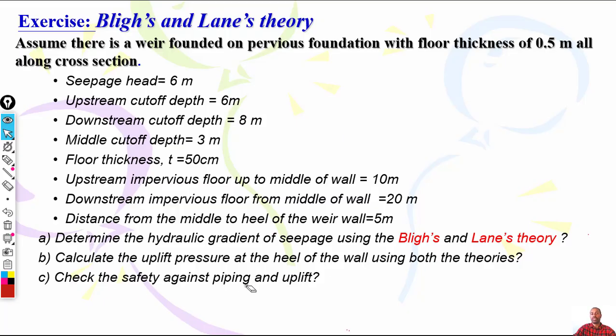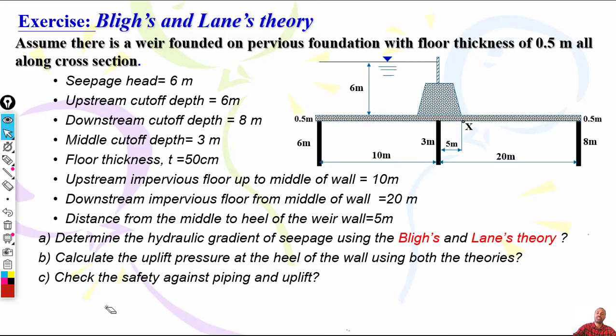So you have this one. You should change this statement into drawing first. This is the overall drawing because you have seepage head already given, 6 meter, no tailwater. If seepage head is given, you don't have any tailwater depth, so you have 6 meter here. Then upstream cutoff depth, you have upstream cutoff depth which is 6 meter, and again downstream cutoff depth 8 meter you have, and middle cutoff 3 meter.